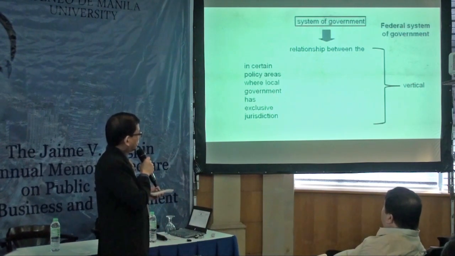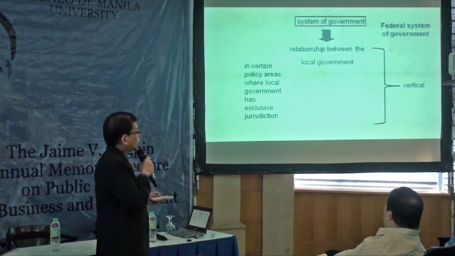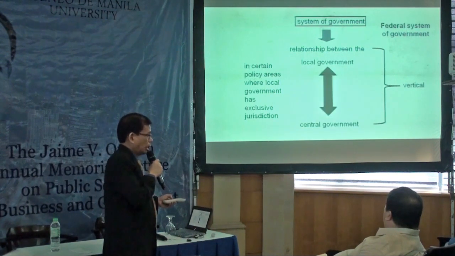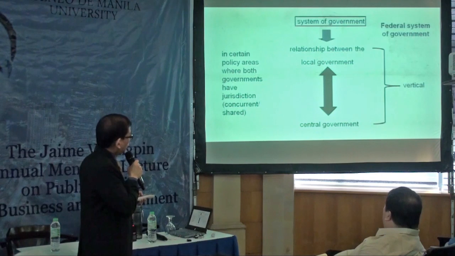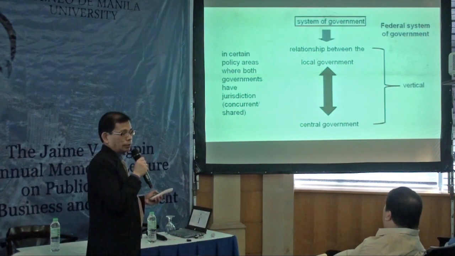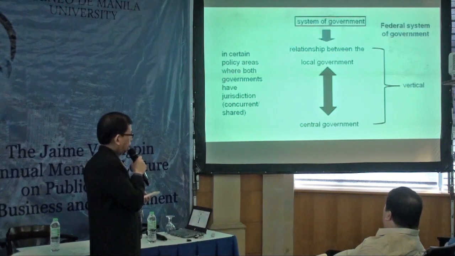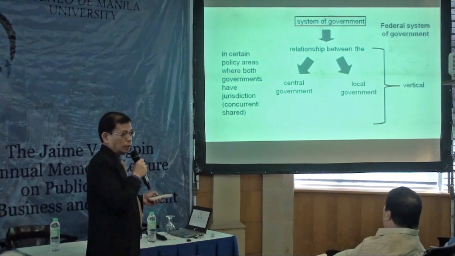But in certain areas where local government has exclusive jurisdiction, local government could be seen as taking precedence over central government. In certain policy areas where both governments have jurisdiction, identified as concurrent or shared, we could diagram this as central government and local government.